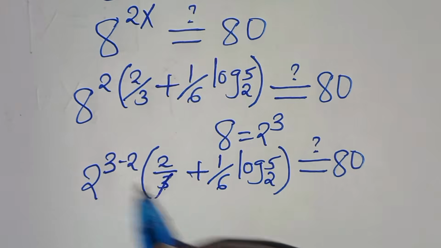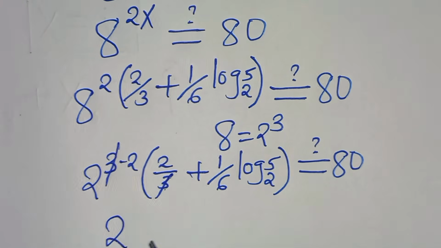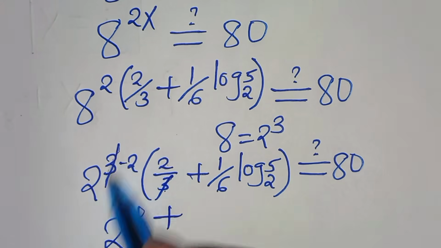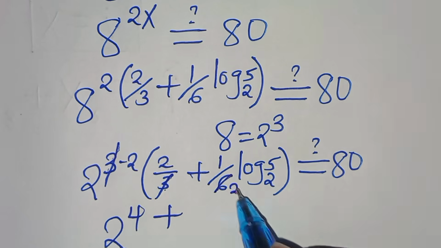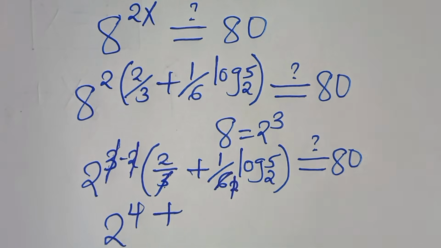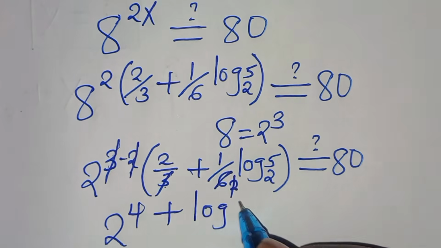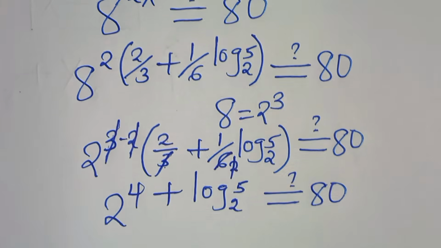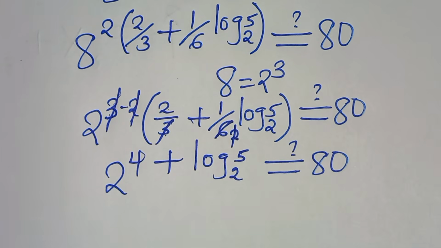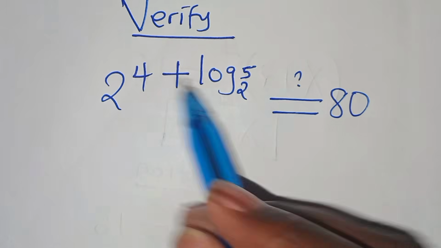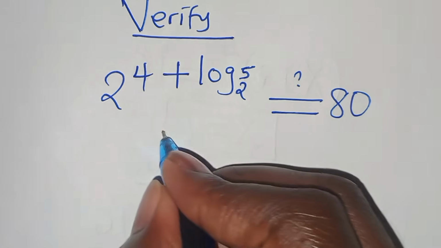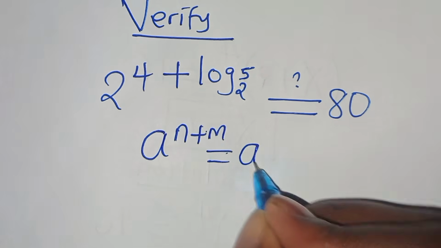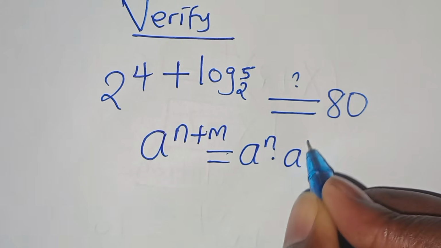So let's simplify 3 and 3 here so that we have 2 to the power of 2 times 2, this is 4, then plus, now 3 divided by 6 is 2, and then 2 and 2 here simplify. So we have log 5 to base 2. This should give us a value of 80. Now we have 2 to the power of 4 plus log 5 to base 2. This is in the form of a to the power of n plus m, which we can express as a to the power of n multiplied by a to the power of m.